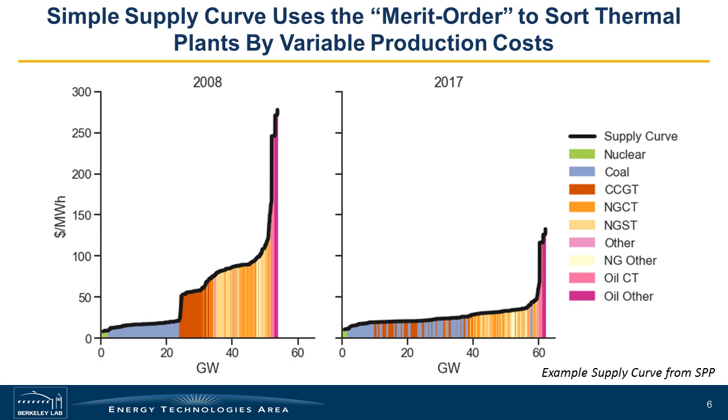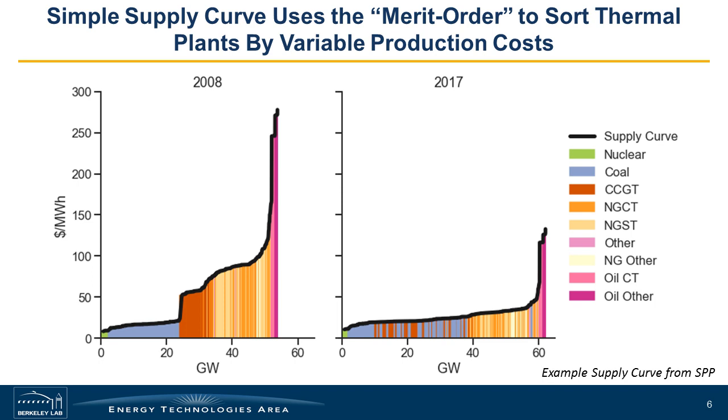I'll start by describing the simple supply curve model in some detail. The primary assumption in the model is that we dispatch thermal generators starting with the lowest variable cost units, then progressively moving to higher and higher cost units as needed. These charts show the supply curve for the Southwest Power Pool based on the variable costs of thermal generation operating in 2008 and in 2017.